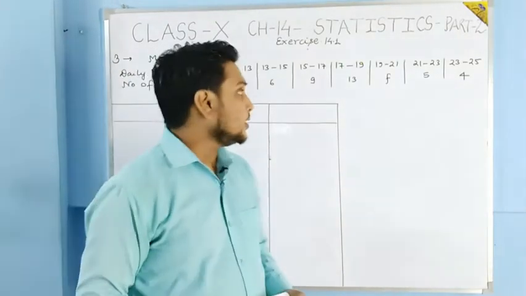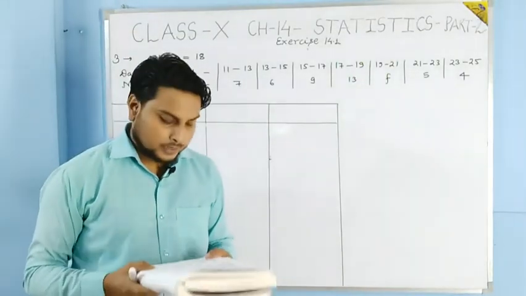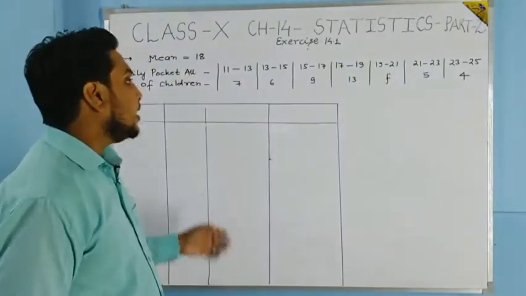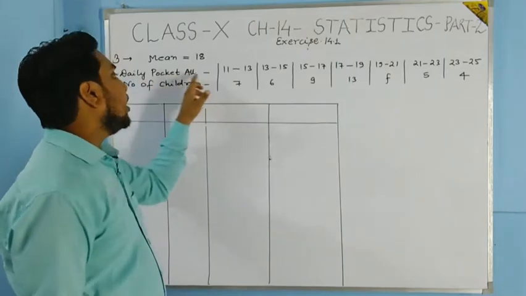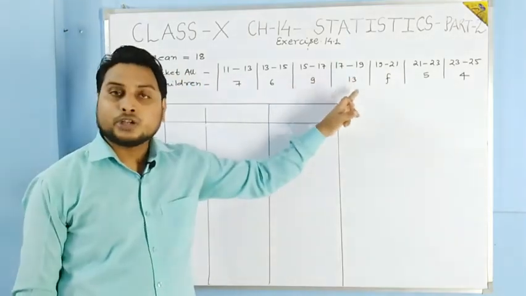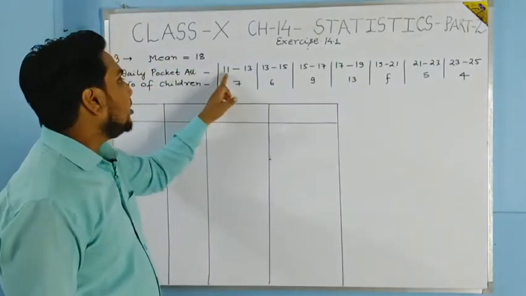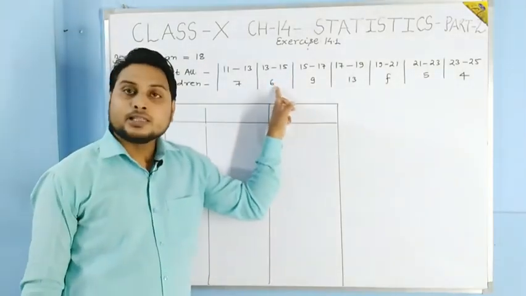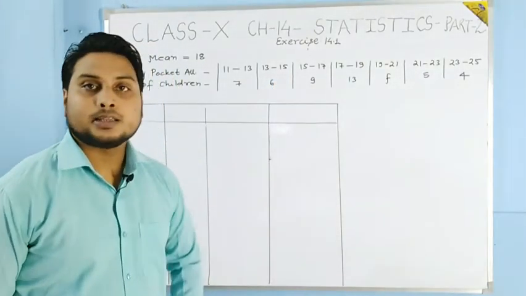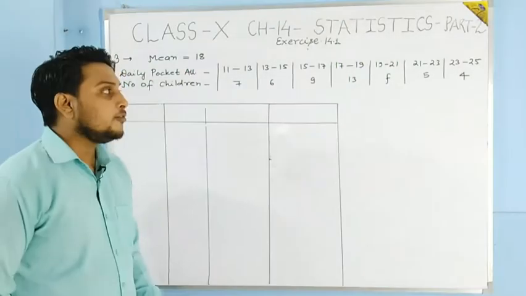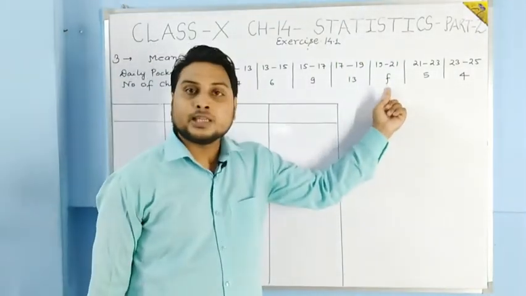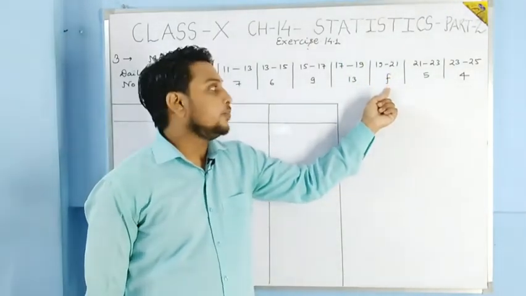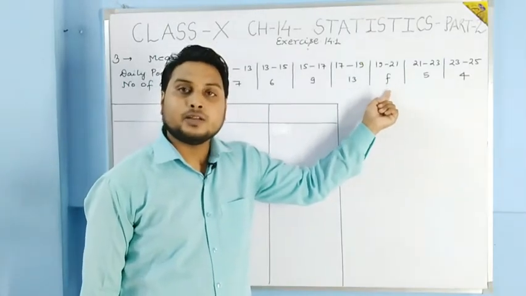Okay students, so see here what is given. The following distribution shows the daily pocket allowance of children of a locality. That 11 to 13 pocket allowance of 7 children, 13 to 15 pocket allowance of 6 children. This is how the data is given. So we have to find the value of f. See here, one unknown value is there, that is 19 to 21, f number of children are there. So we have to find the value of f.